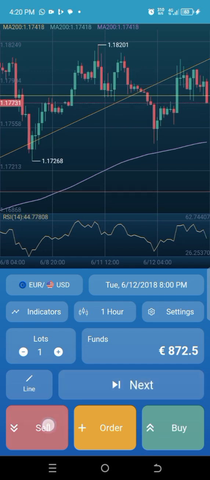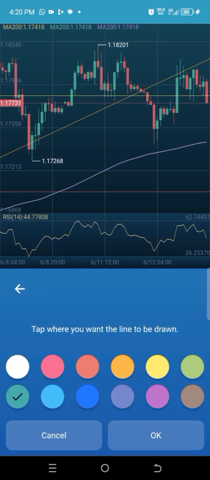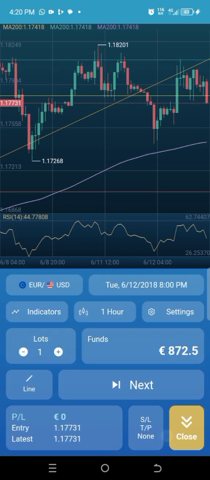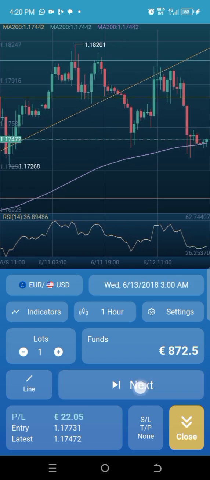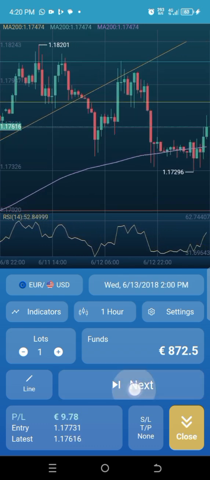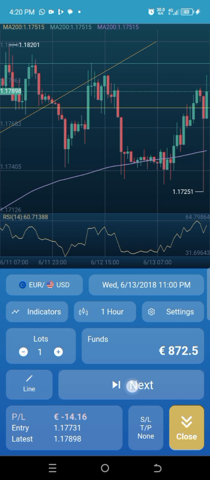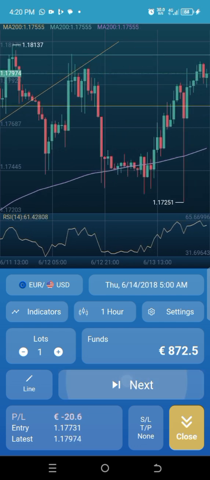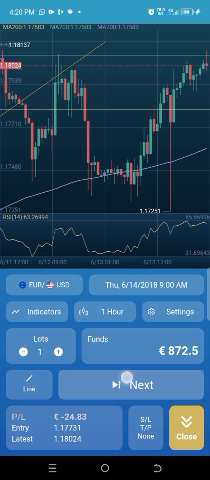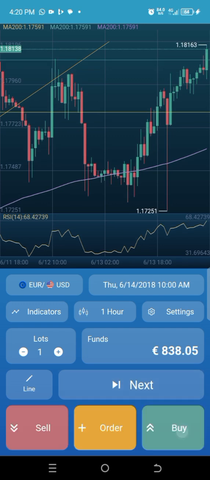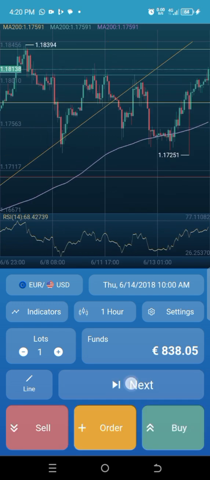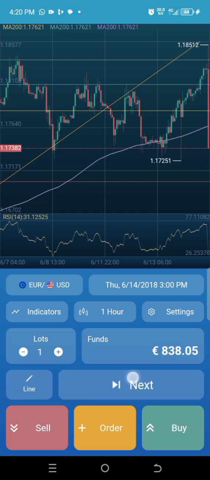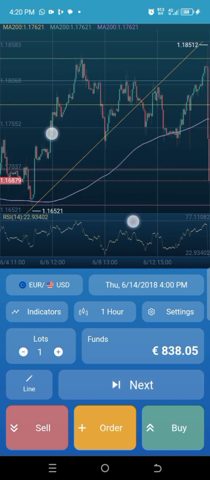Yes, I'm pressing my sell. Stop loss right here. Stopped out. 34. It's okay. Let's wait for one more trade. Price has actually gone down.